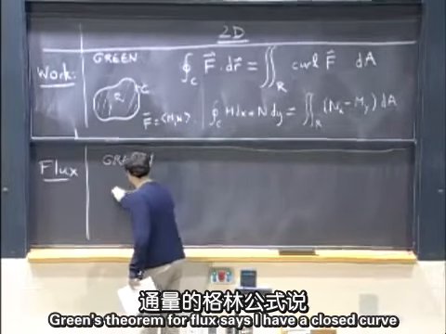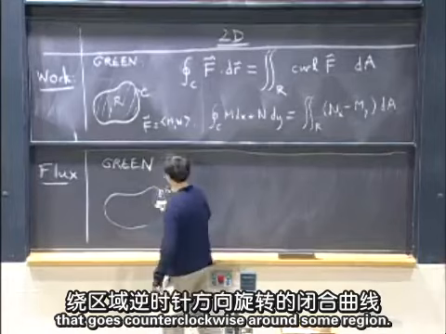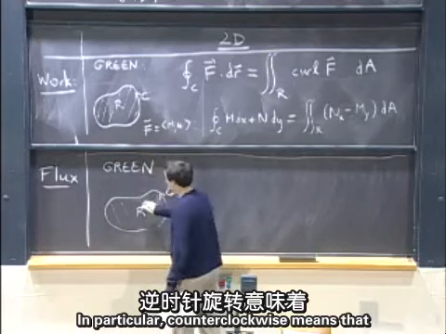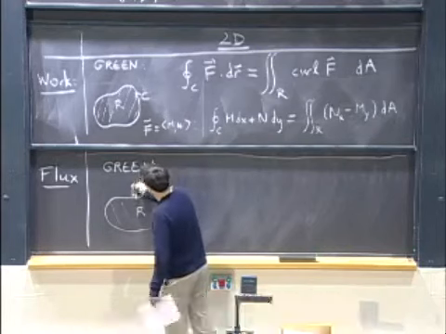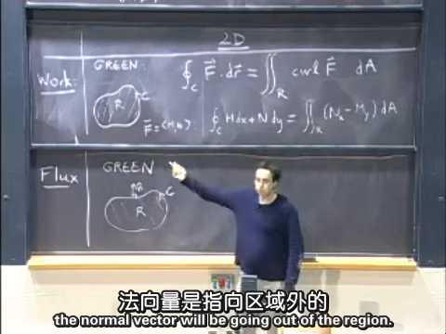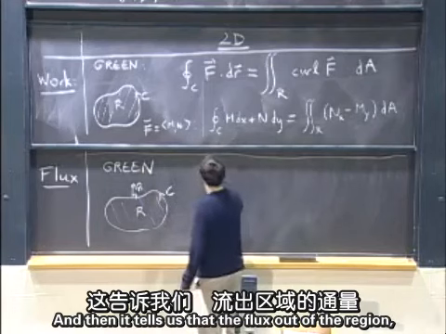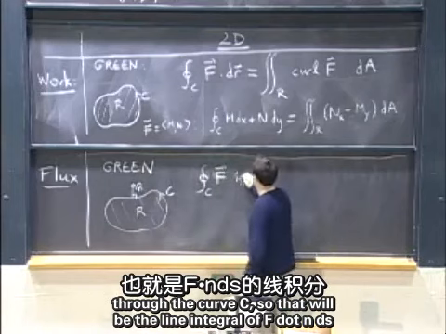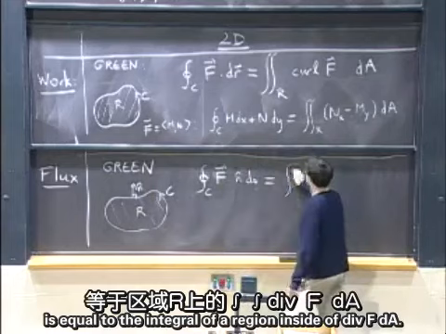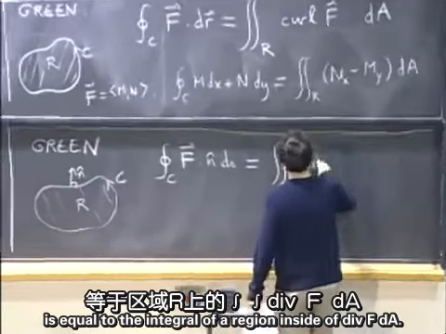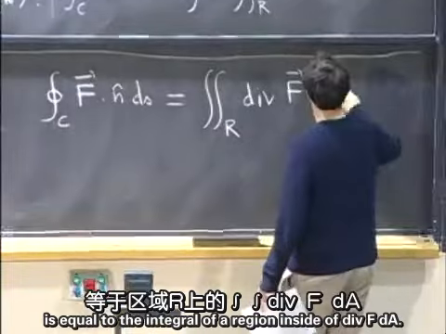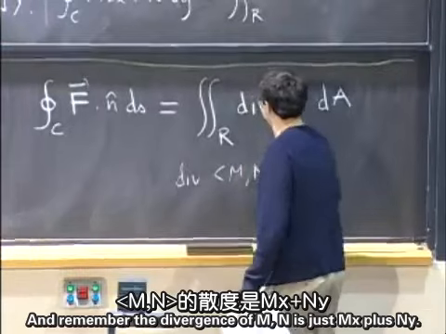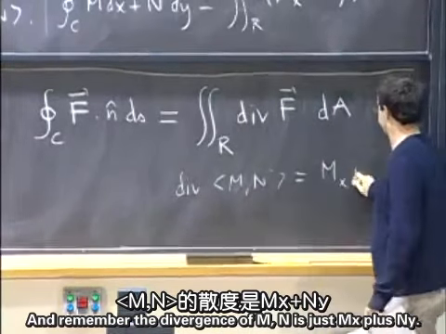So Green's theorem for flux says if I have a closed curve that goes counterclockwise around some region, in particular, counterclockwise means that the normal vector will be going out of the region. Then it tells us that the flux out of the region through the curve C, so that will be the line integral of F dot n ds, is equal to the integral over the region inside of div F dA. And remember, the divergence of M, N is just M_x plus N_y.